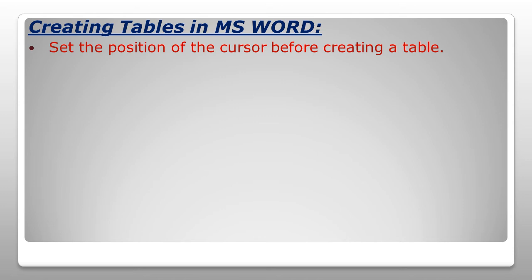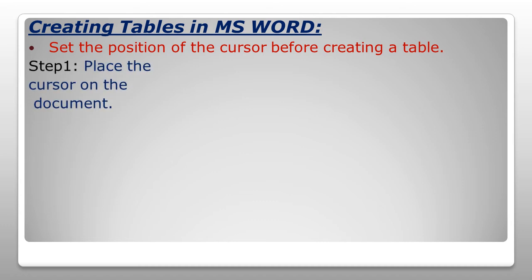Next is about creating tables in MS Word. You know that MS Word provides a feature to create a table. What is the meaning of table? You know that a table is a grid of rows and columns, means a combination of rows and columns. Before creating a table, first we need to set the cursor position in your MS Word document. How to create a table?